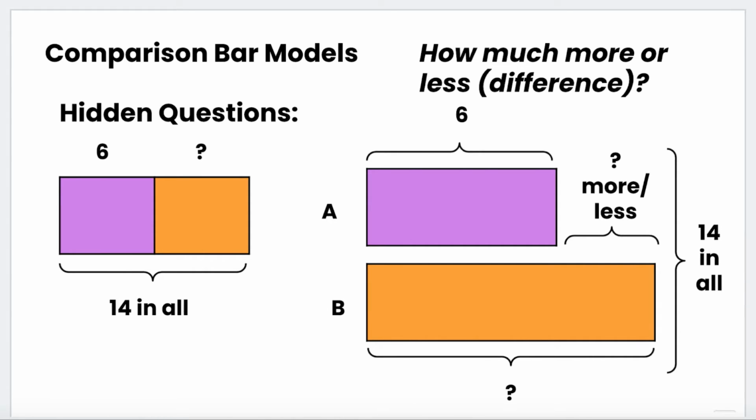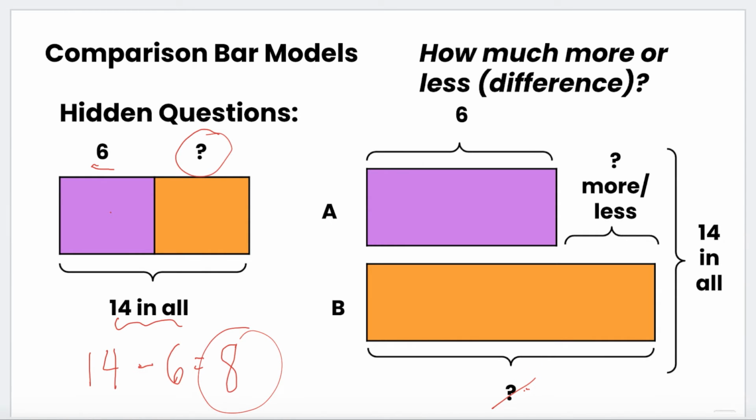So if I know I have 14 Starbursts in all, and I know that I have 6 purple Starbursts, how can I figure out the value? And it's the same thing as the other model over here. How can I figure out that missing amount? Well, I have a whole, I know one part, and using subtraction will help me figure out that missing value. And that is 8. So now I can take this information and transfer it over to the comparison bar model.